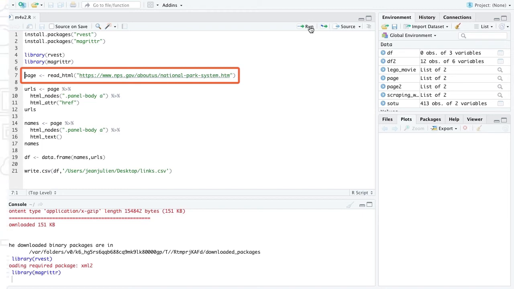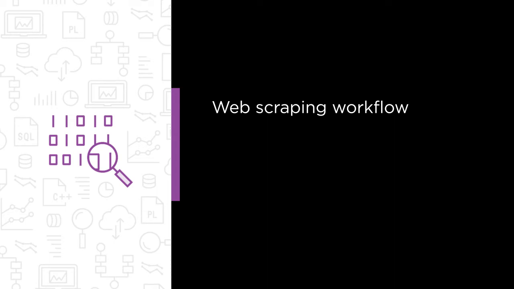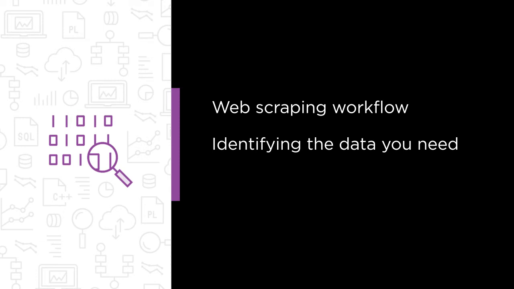Some of the major topics that we'll cover include getting oriented to the web scraping workflow so you can have an idea of the steps that involve web scraping. Then, we'll cover identifying the data you need in a web page, and we'll get to see the tools that we can use to help us in this process, such as the Selector Gadget tool. And also, we'll learn how to extract data from a web page, and we'll learn about rvest, which is an R package that will help us do this.